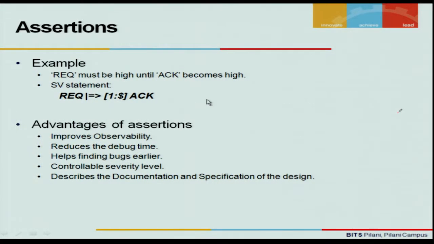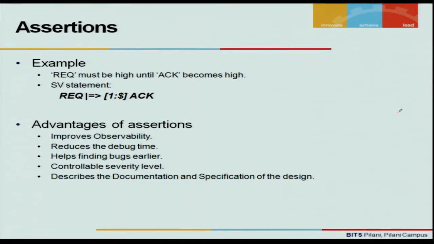I mean, you need to report to the designer, okay, this is not working properly, you need to fix it. Now what are the advantages of assertions? Assertions improve observability. Through assertions you can easily observe where and what is going wrong. By doing that, it reduces the debug time. It helps find bugs earlier.